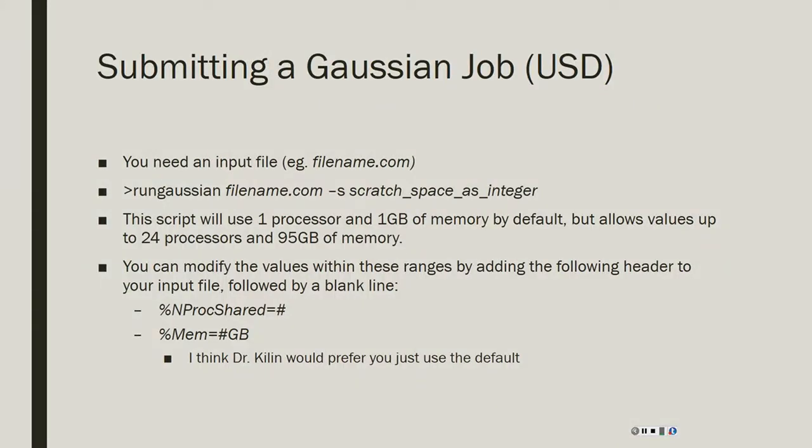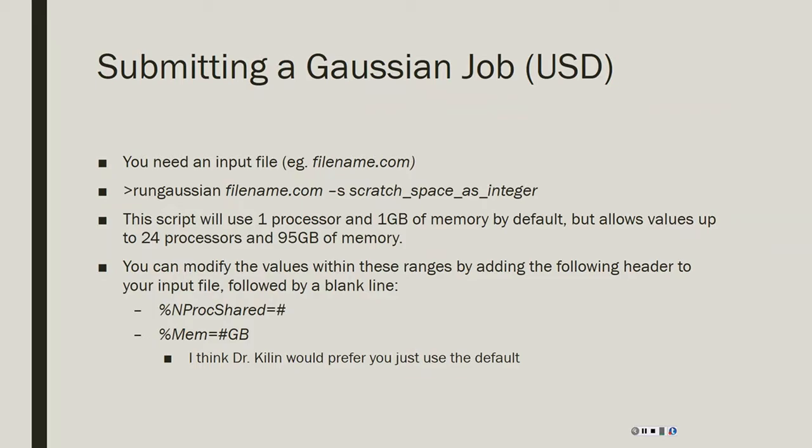So, submitting a Gaussian job to the USD. For this, you will need your input file, which will be some file.com, which you can create with the Gaussian app, or if you've done it a few times, you can probably just write it yourself. When we run jobs on the USD, we use a script. We use the run Gaussian script.